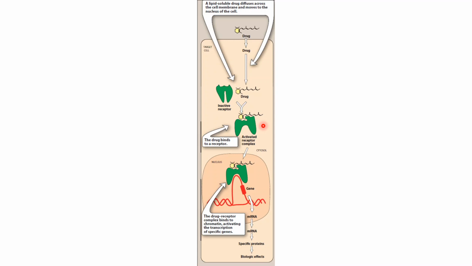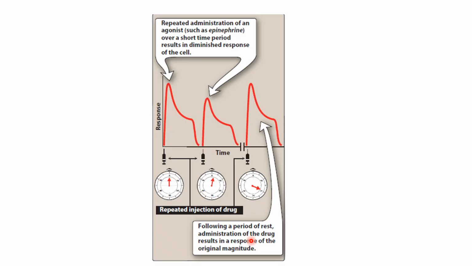The receptor usually is floating in the cytoplasm, and then when activated, it will enter the nucleus and will react with specific genes. And that will lead to the transcription and translation of specific proteins, and then that protein will lead to some biological response.